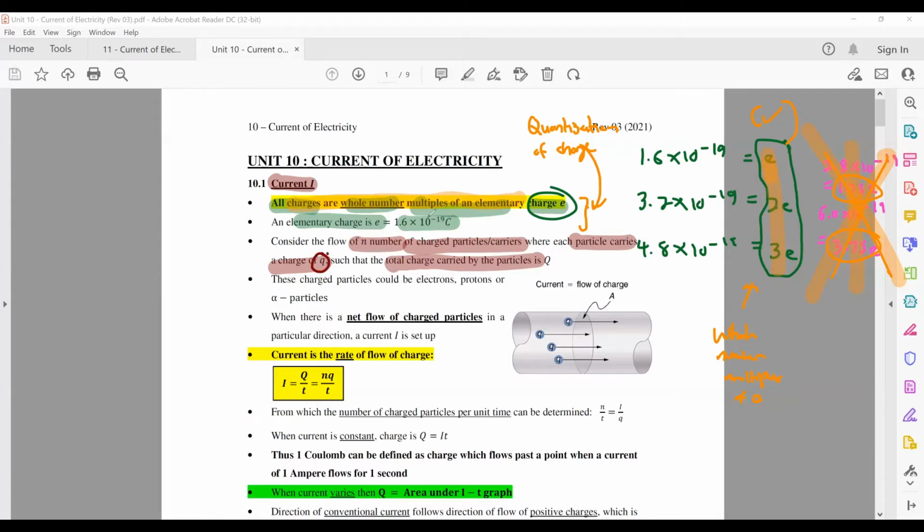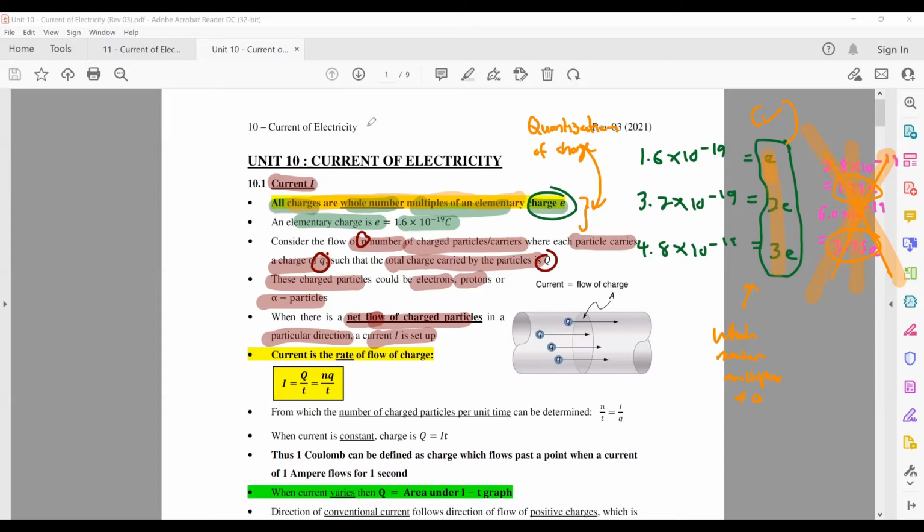This small q here is the charge carried by one particle. The big Q is the total charge carried by all the particles, and your number of particles is n. These charged particles can be electrons, protons, or alpha particles. When you have a net flow of charged particles in a particular direction, we say that you have current. You must have a net flow of charged particles in a direction in order to say that there is current.